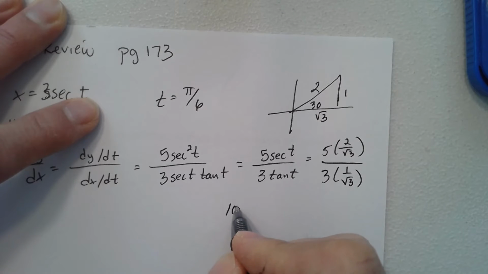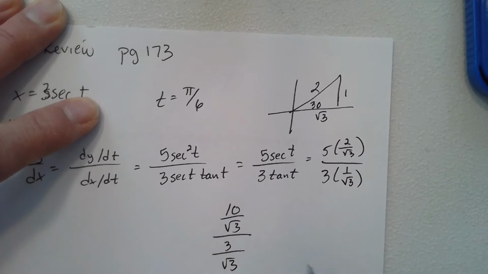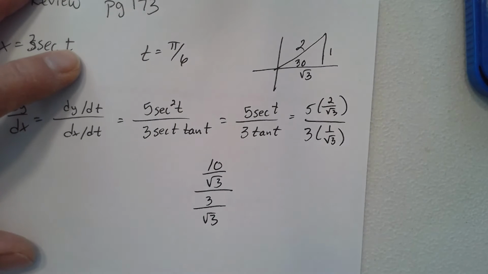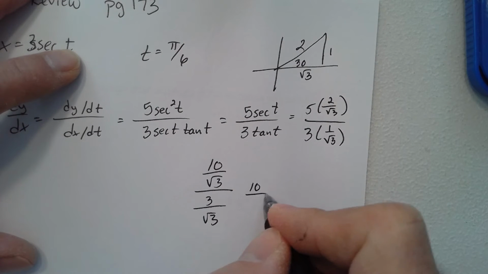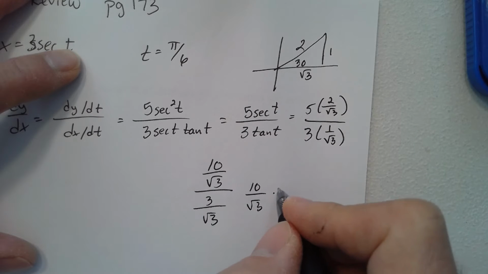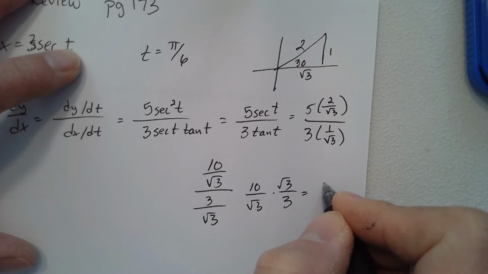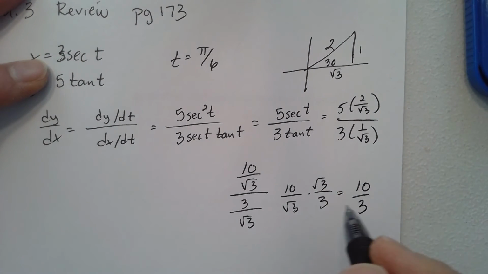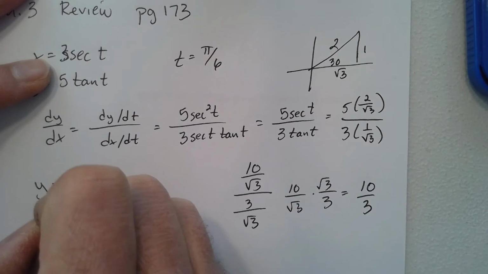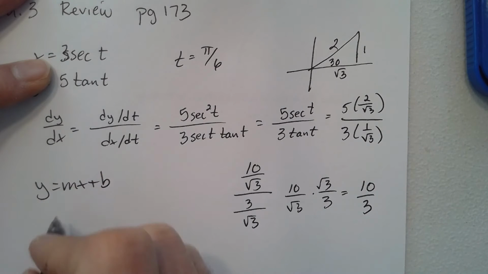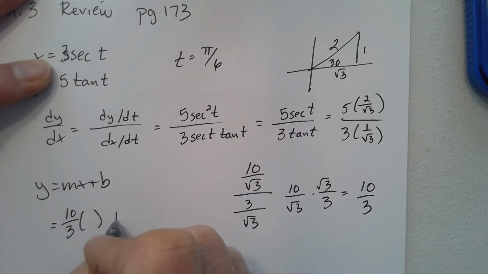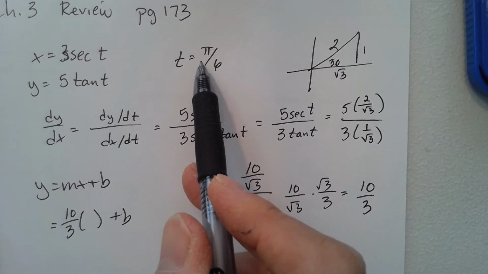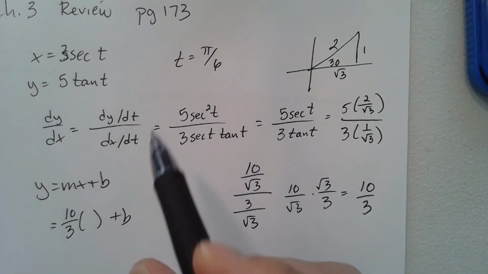So we have 10 over square root of 3, over 3 over square root of 3. So that's 10 over square root of 3 times the reciprocal, square root of 3 over 3, which gives us 10 thirds. So after all that, we have our slope is 10 thirds, y equals mx plus b. My m is 10 thirds. We can find our x and our y by plugging in our t into our equation.